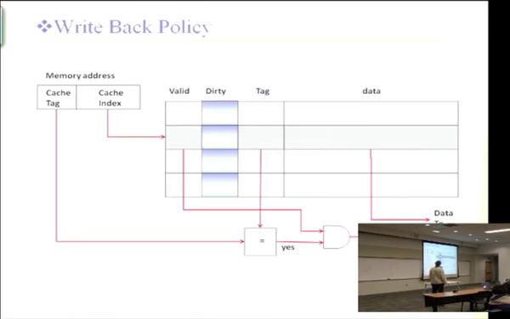Okay, so let's see what has changed in a write back policy in terms of hardware. We still have a cache tag and we have a cache index. And we again compare the tag here with the tag in the cache, and if it's equal, and I again check the valid bit, it's a hit, and I let data through. Now I also have to look at the dirty bit when it's a miss, to synchronize the information between main memory and the cache.